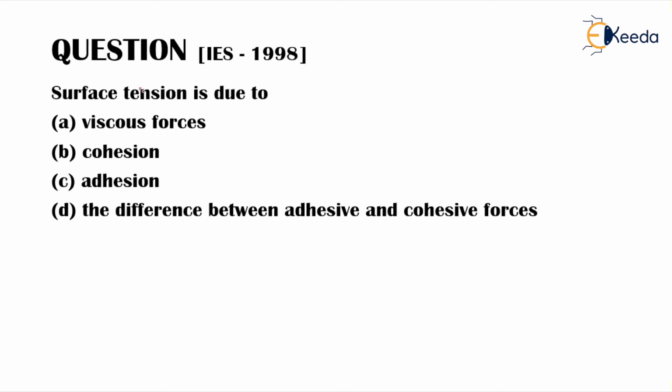Next problem: surface tension is due to what? Now, why is this surface tension there? This is also very easy because if you are thorough with the concept, you know that surface tension is due to cohesion only. Mostly the liquid molecules attract each other to form a minimum surface area for a given volume. So here option B will be the correct option.